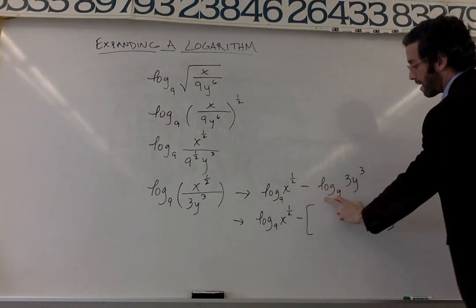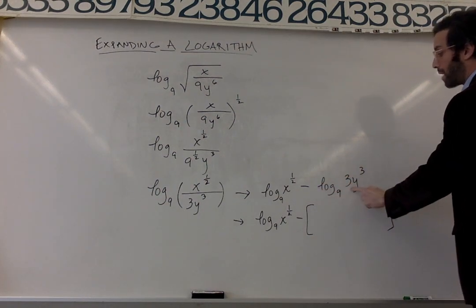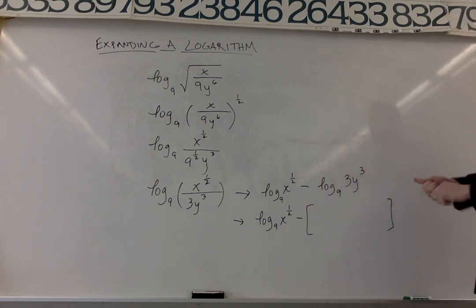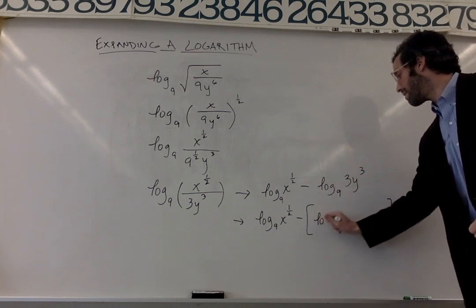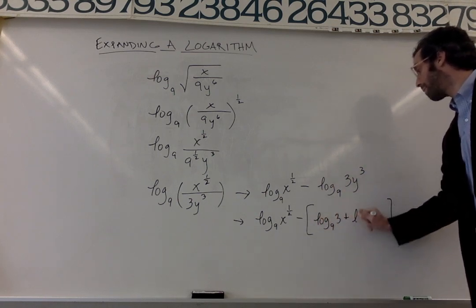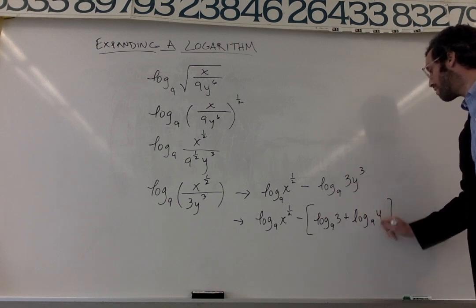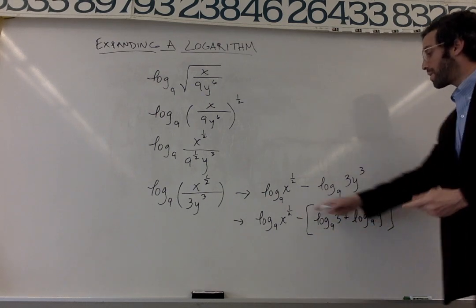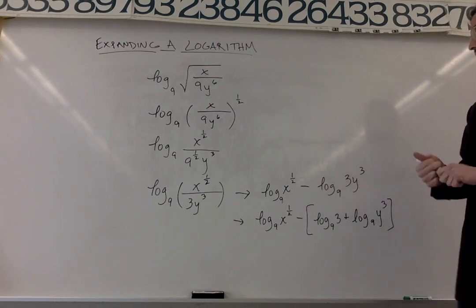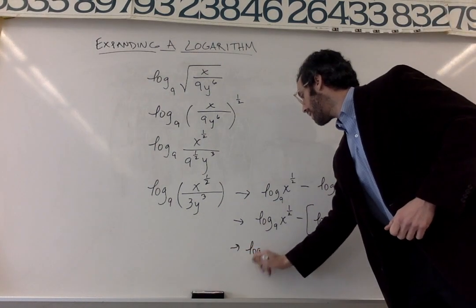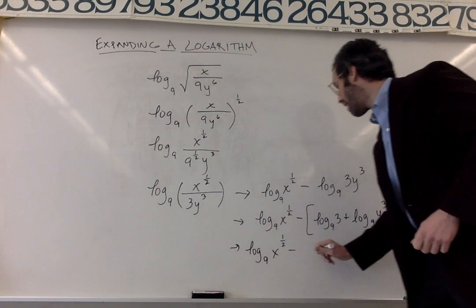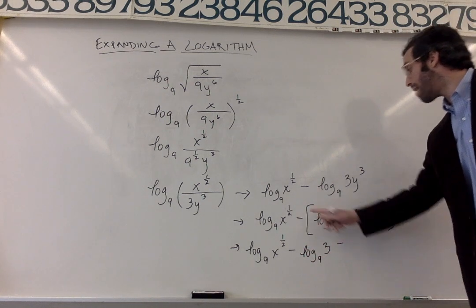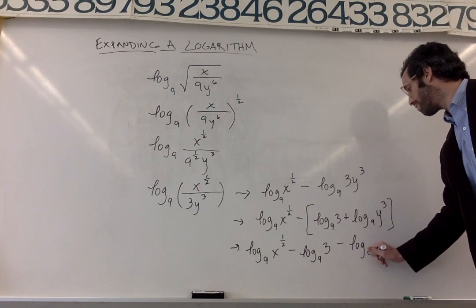We have to distribute. This is a sum of 2 logarithms, right? We have to apply that previous property. Log xy is log x plus log y. So this here is a sum. We have log base 9 of 3 plus log base 9 of y to the 3rd. And because we have to subtract a sum, we have to make sure we distribute the negative to both logarithms, all right? So we now have log base 9 of x to the 1/2 minus log base 9 of 3, which we can evaluate in just a second, and then minus log base 9 y to the 3rd.